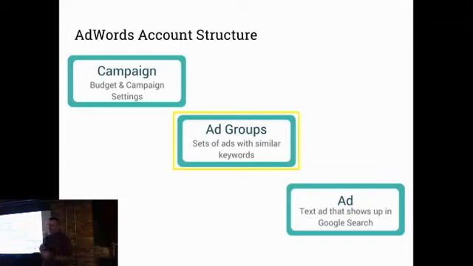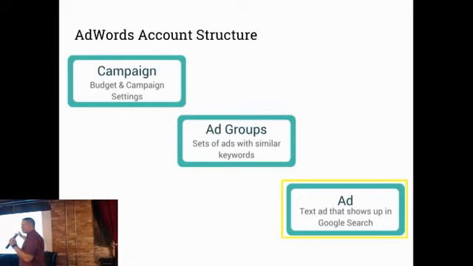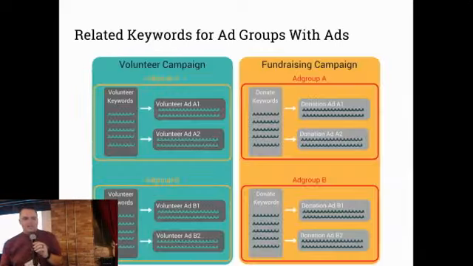It's about 15 to 20. You can have a little less, maybe a little more, but you don't want hundreds, and you want more than one. And then your ad triggers off what people search, and the ad itself is what people actually see and click on.